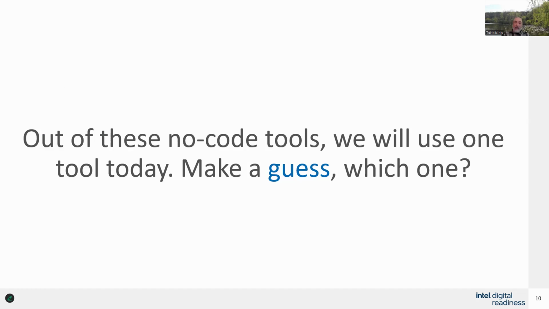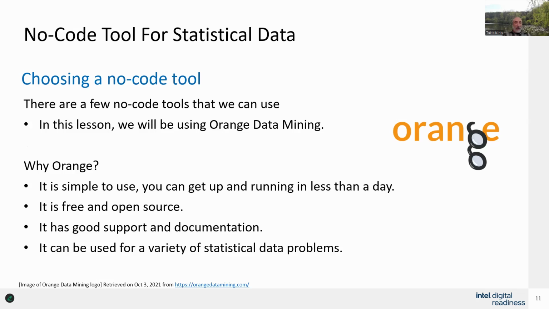So which one do you think we're going to use today? Well, I think I already told you, right? We're going to use the Orange data mining tool here. Why? Some of the reasons are there at the bottom. It doesn't take much. You might already have it installed and not even know it. Otherwise, it's really easy to add if you have the Anaconda distro. It doesn't cost anything. It's open source, which is a good thing. And it's widely supported and documented. And you can use it for so many different things.